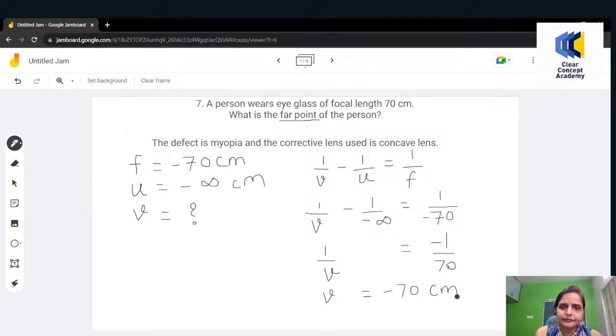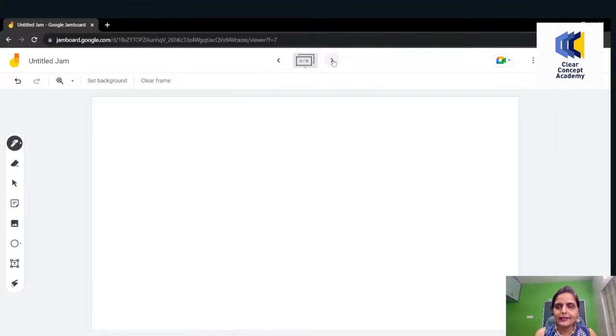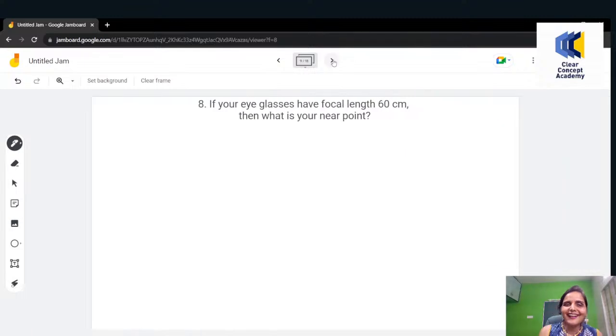Aren't you wondering whether we are going to discuss only the questions related to myopia? No, that is not the case. We are going to discuss the questions related to hypermetropia as well. So here they are coming. If your eyeglasses have focal length 60 centimeter, then what is your near point?